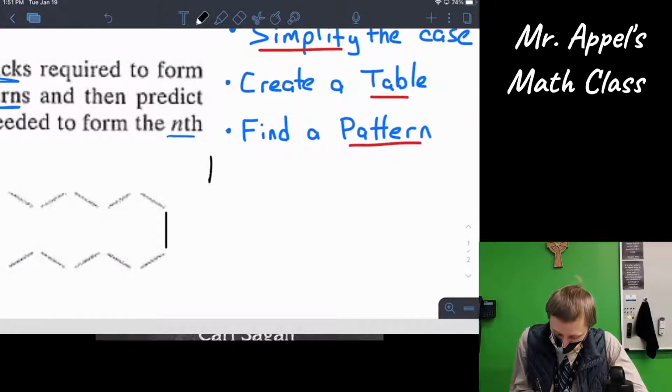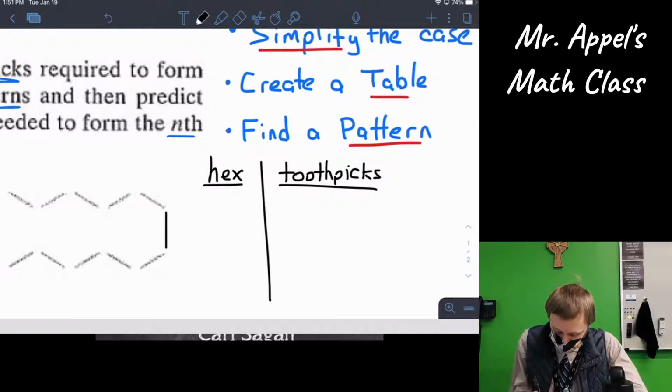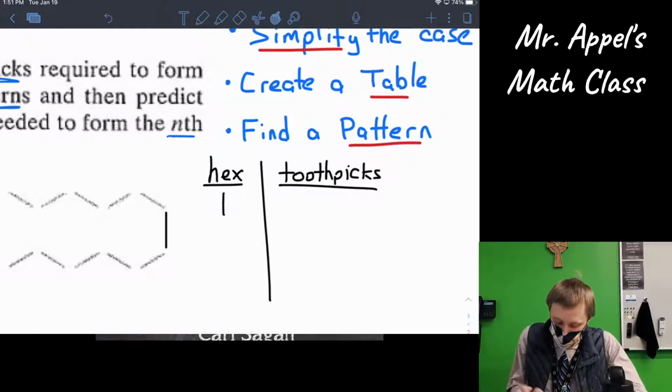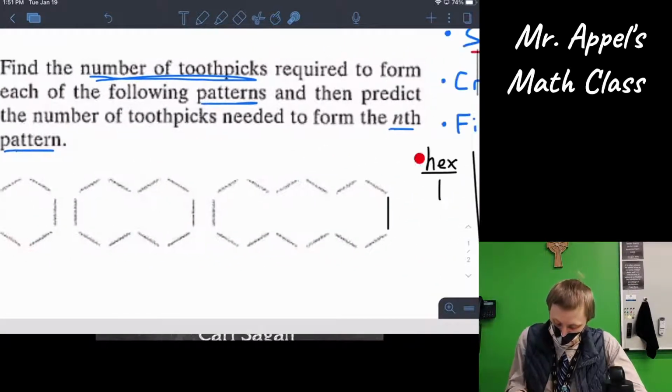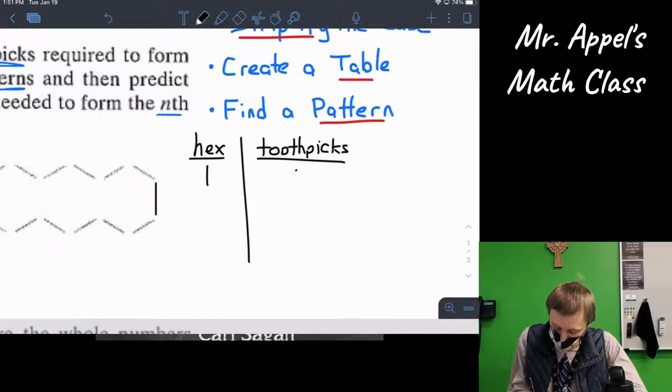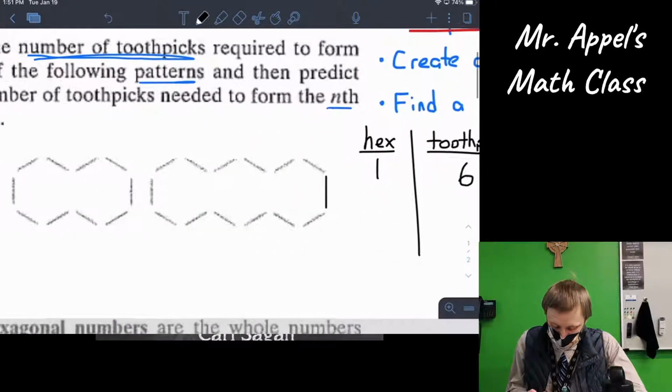We'll go with number of hexagons versus number of toothpicks. So for one hexagon, we used up one toothpick per side. So that's going to be 6 total toothpicks.